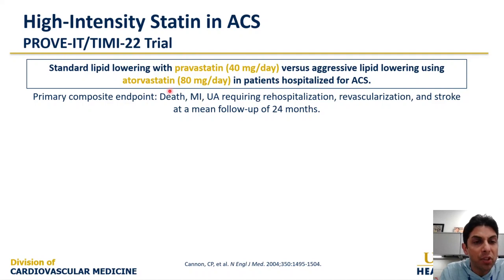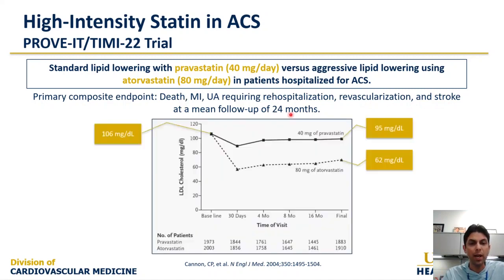And so the outcome of the study that was of interest was a primary composite endpoint. Combined, they looked at death, myocardial infarction, unstable angina requiring rehospitalization, revascularization where you had to have the patient undergo another stent procedure or bypass surgery, or a stroke. And they looked at this outcome at a mean follow-up of 24 months.